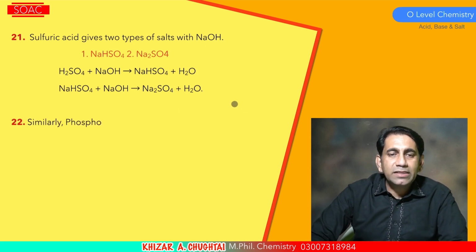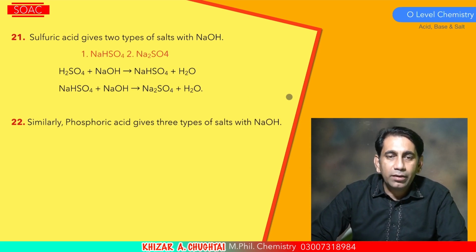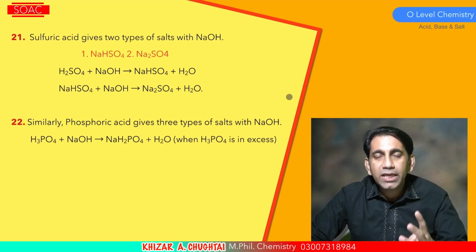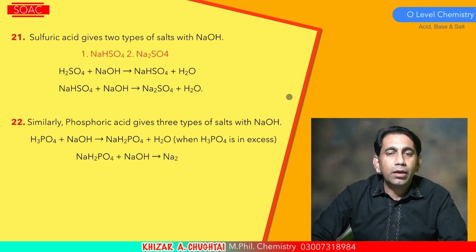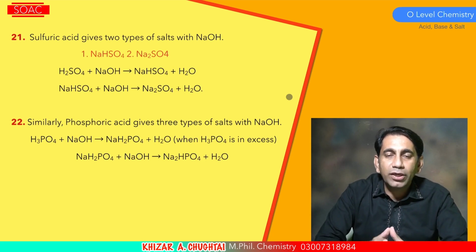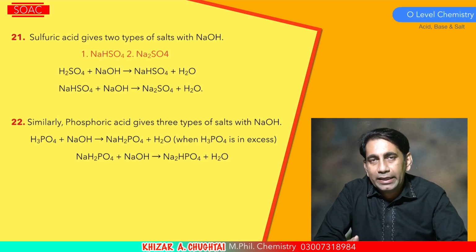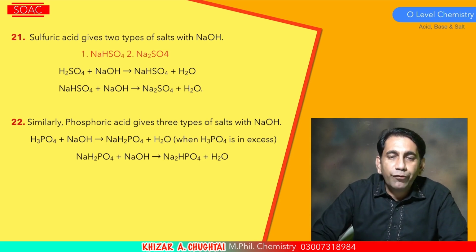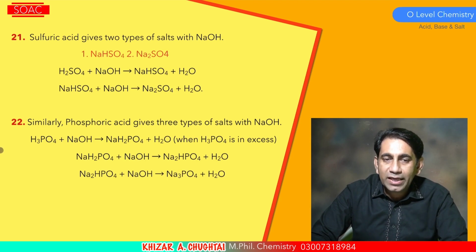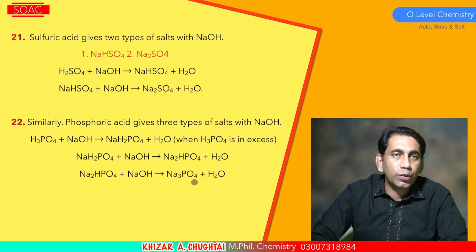In the next case, similarly phosphoric acid has 3 hydrogens in its 1 molecule. So these 3 hydrogens are again substituted by the metal. I mean these hydrogens are replaced by the metal turn by turn, step by step. So 3 different salts are formed when phosphoric acid is allowed to react with sodium hydroxide. That is sodium dihydrogen phosphate, then sodium hydrogen phosphate, and this is sodium phosphate.